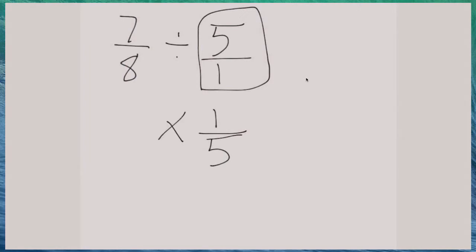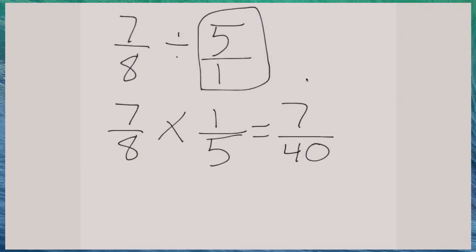We change our divide sign to a times sign, and our problem is now 7/8 times 1/5. I times the numerators together. 7 times 1 is 7. I do the denominators. 8 times 5 is 40.